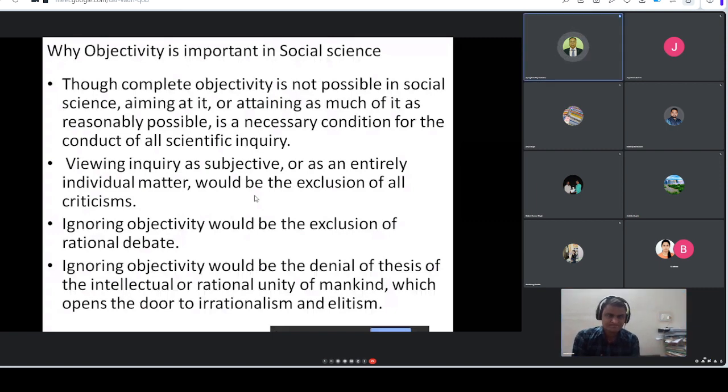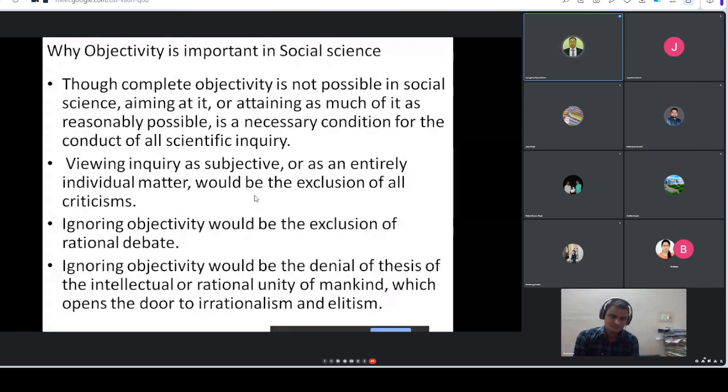If we ignore objectivity, or if we deny objectivity, or if we allow subjectivity, then our thesis, our proposition or hypothesis, or the objective that the study wants to put forth, will not go in the direction you are looking for. That is why I'm saying ignoring objectivity would be the denial of thesis. What type of thesis? It is the intellectuals, your intellectual capacity. You're denying the rational unity of mankind, which opens the door to irrationalism and elitism.